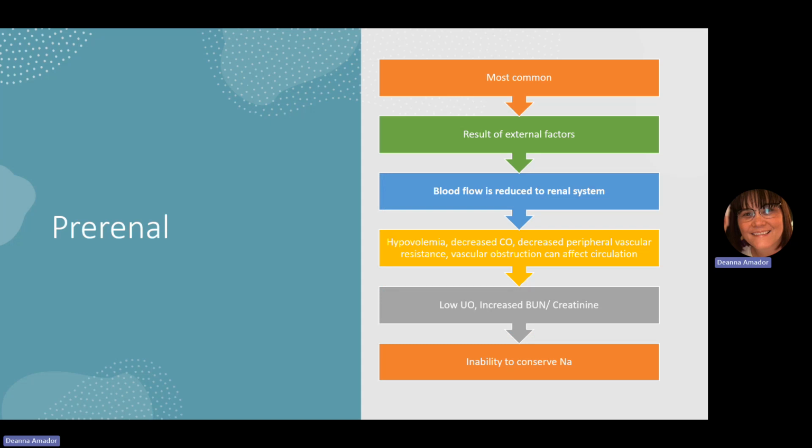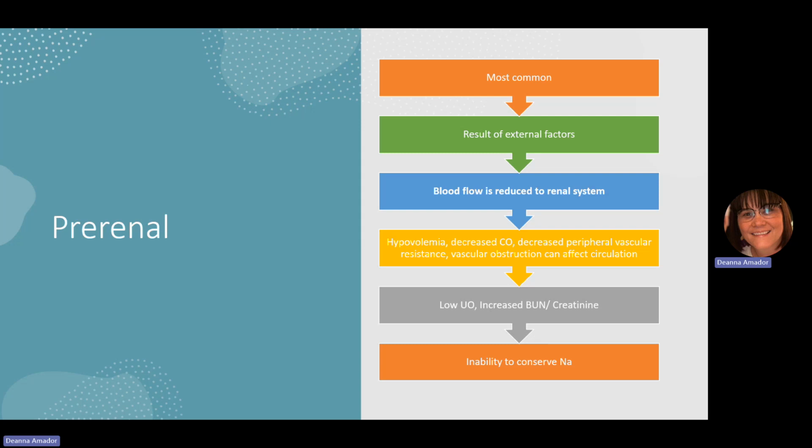Okay, so pre-renal. This is the most common. This has to happen due to external factors, like maybe there's something that's causing blood flow to be reduced to the renal system. So things like hypovolemia, decreased cardiac output. It says here decreased peripheral vascular resistance, which would be like a lower blood pressure.